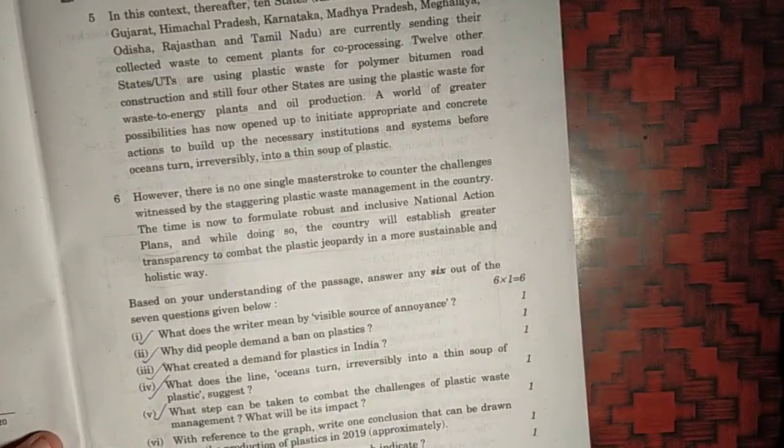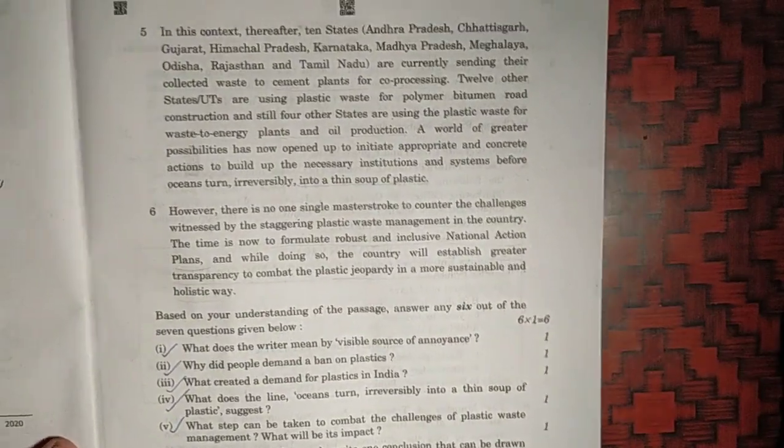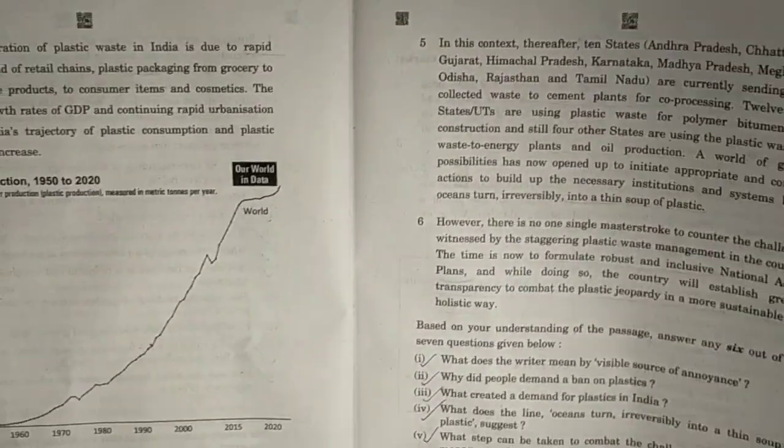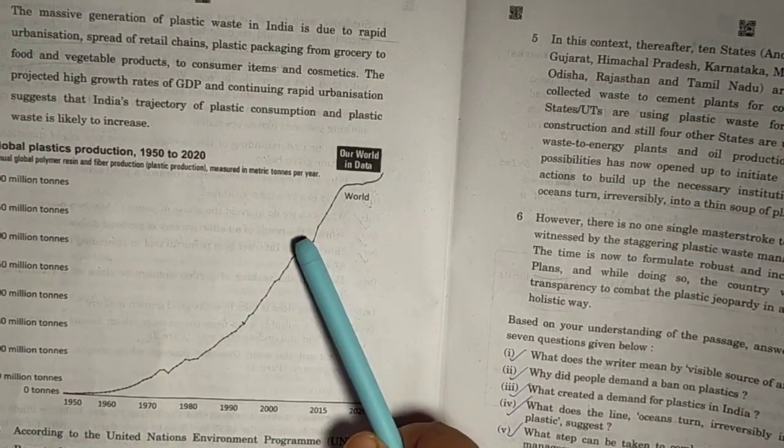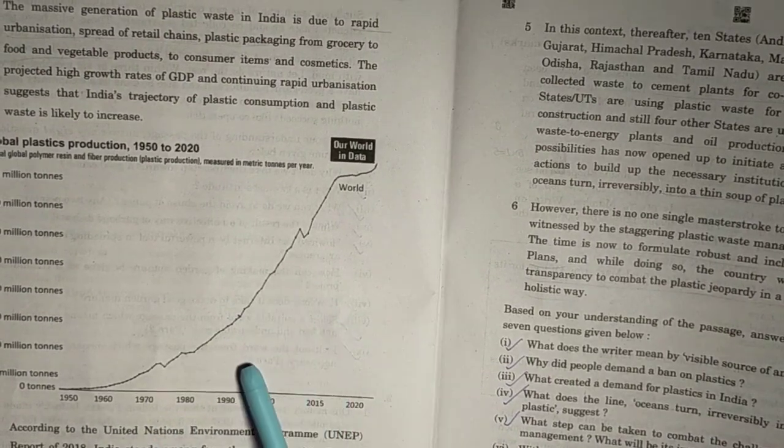Seventh question is what does the upward trend of the graph indicate? The upward trend indicates that plastic consumption overall in the world has increased due to rapid urbanization and various other things.